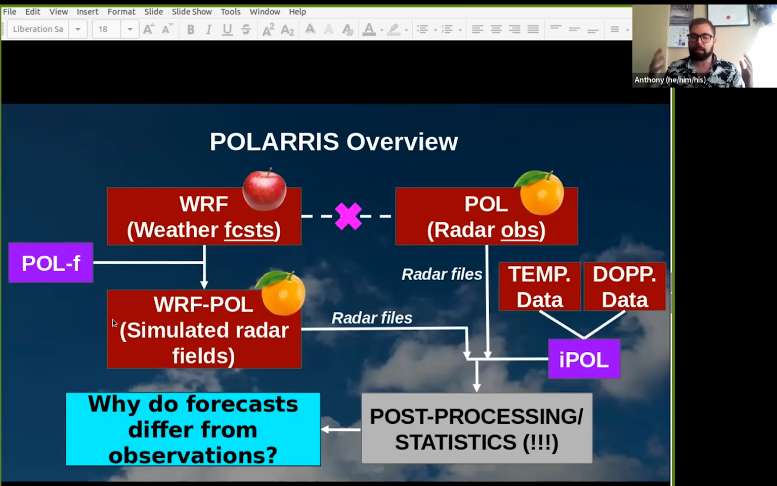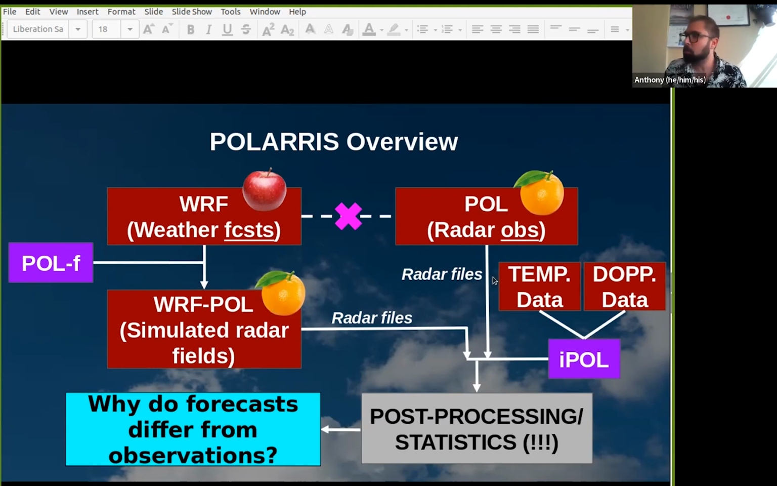And this is, of course, using the background in radar meteorology and wave theory to convert what we know from weather forecast variables into what we would see if they were radar variables instead. And then these become easily comparable, oranges to oranges.